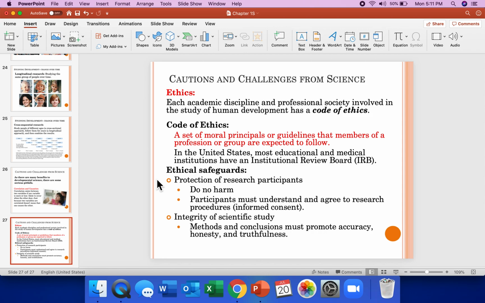The second safeguard is that there will always be integrity in my reporting. As a scientist, I have an obligation to use methods that are not harmful, but also that promote accuracy in my results, and that I'm not altering the results so that they can benefit me, so I can publish research that is not factual. So two very important ethical safeguards are usually followed.